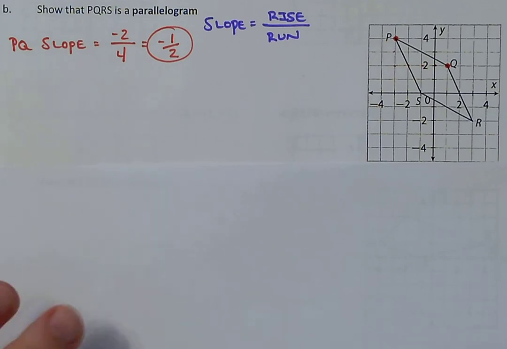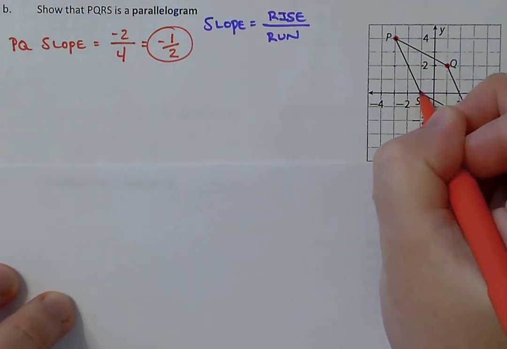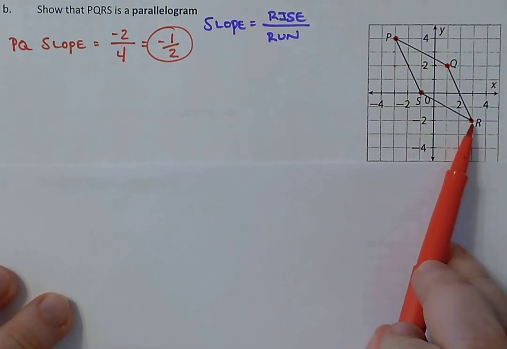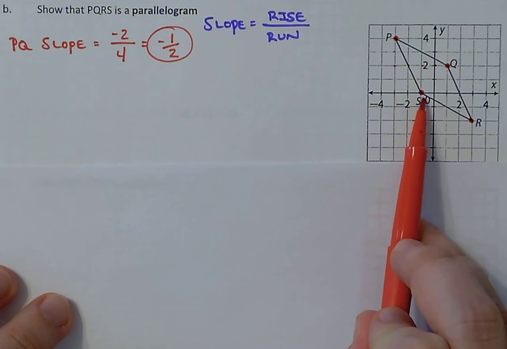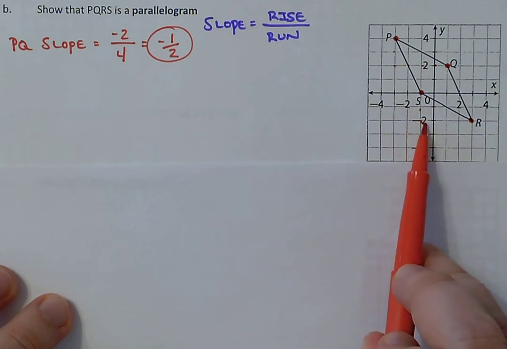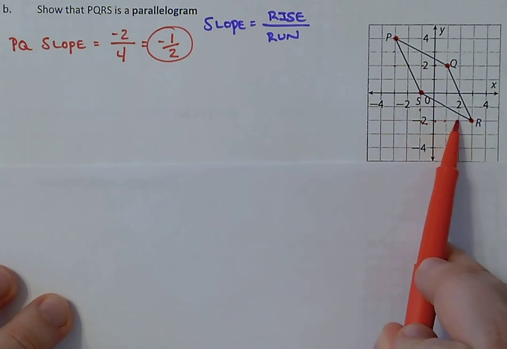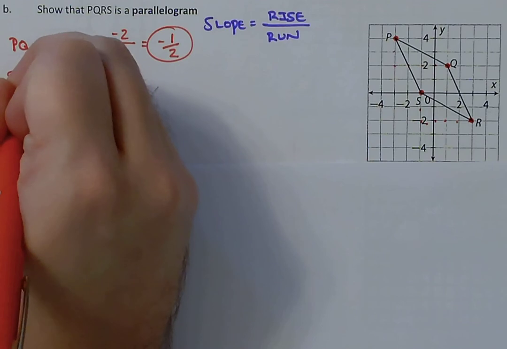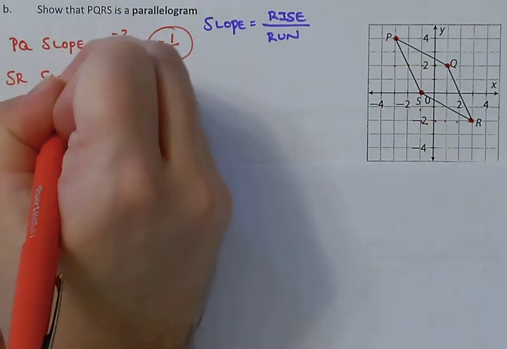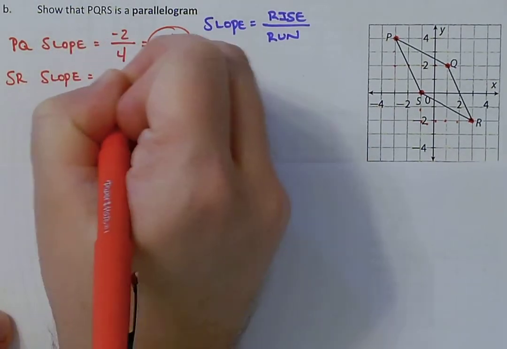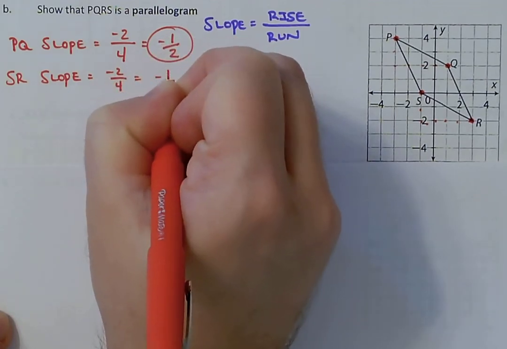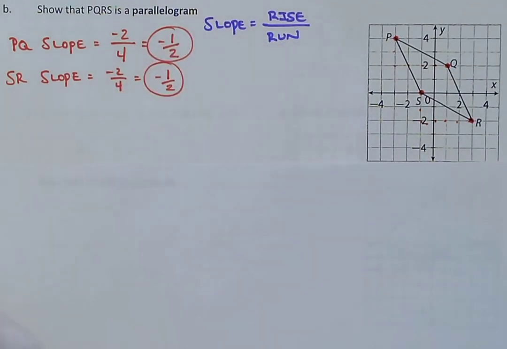Next, we need to look at SR to figure out if these two lines are parallel. So to get from S to R, we're going to go down 1, 2, and then to the right 1, 2, 3, 4. So we went down 2 to the right 4. So the slope of SR is also negative 2/4, which also simplifies to negative 1/2.